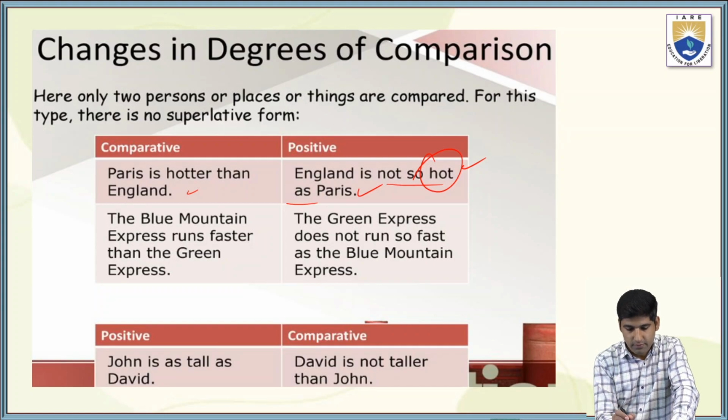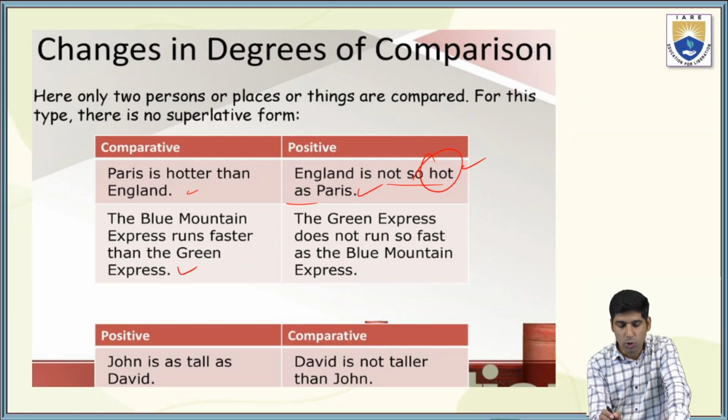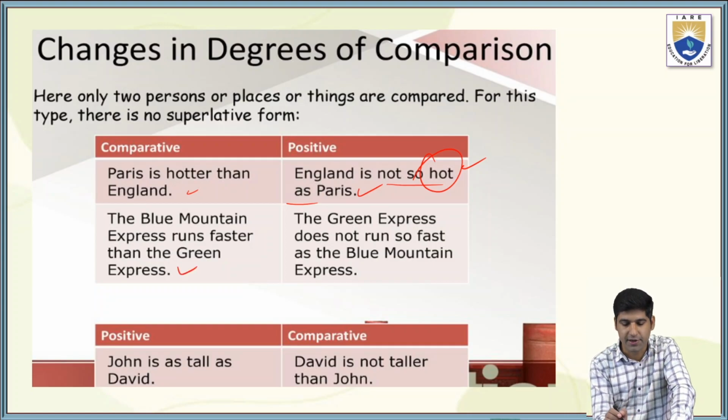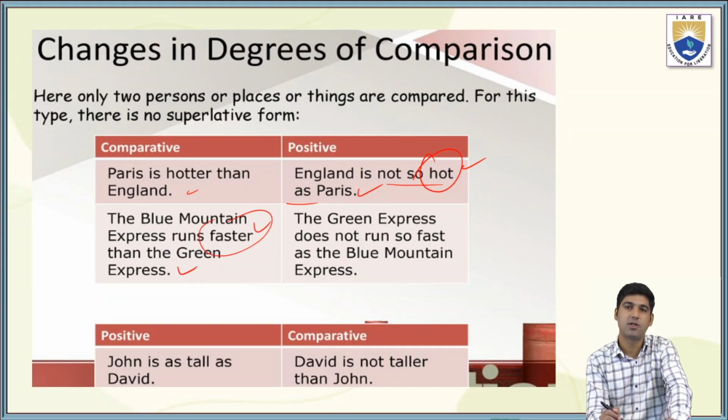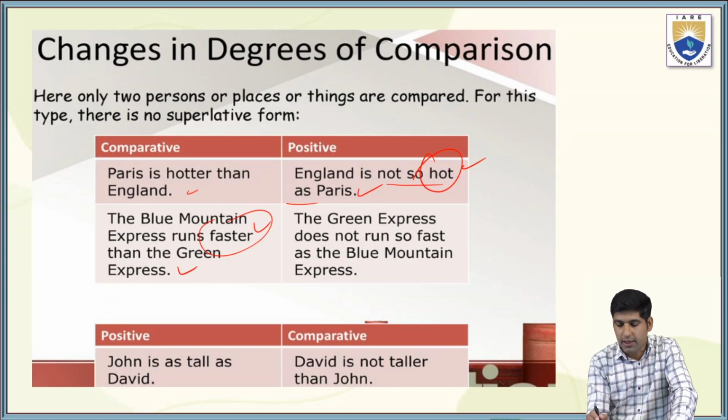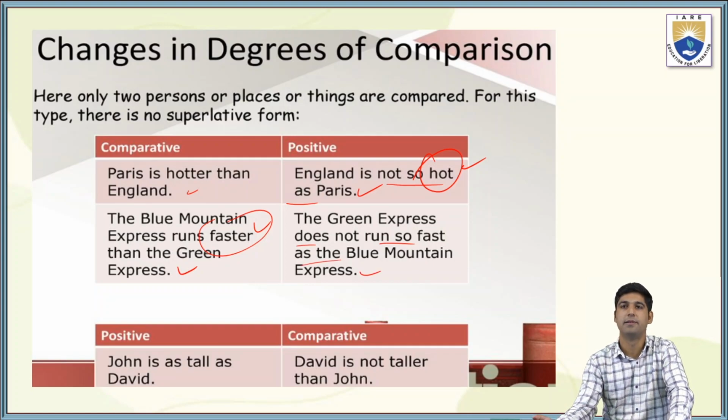Another, the Blue Mountain Express runs faster than the Green Express. Blue Mountain Express is the name of a train. It runs faster. When it is faster, obviously it is a comparison between two trains. Now see, the Green Express does not run so fast as the Blue Mountain Express.